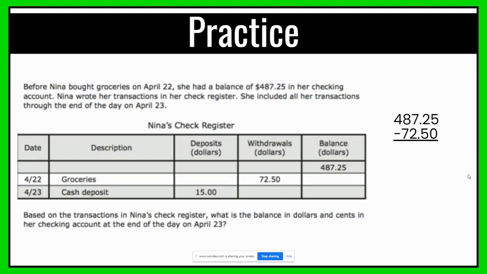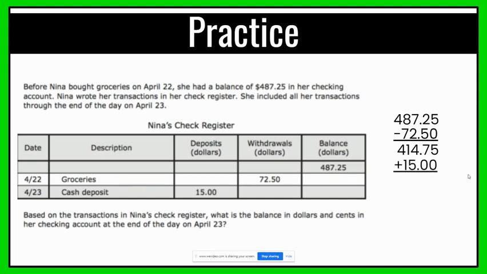5 minus 0 is 5. I can't take 5 away from 2, so I'm going to borrow. The 7 becomes a 6. The 2 becomes 12. 12 minus 5 is 7. 6 minus 2 is 4. 8 minus 7 is 1. And 4 minus nothing is 4. So after that withdrawal for the groceries, I'm left with $414.75.